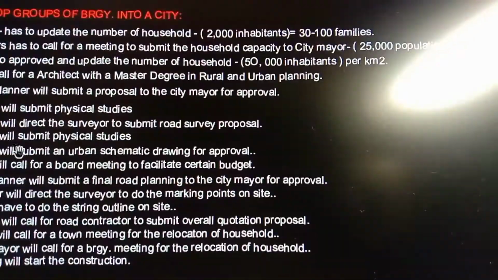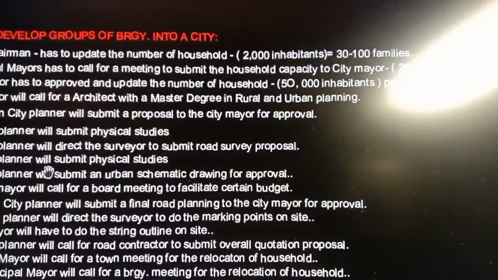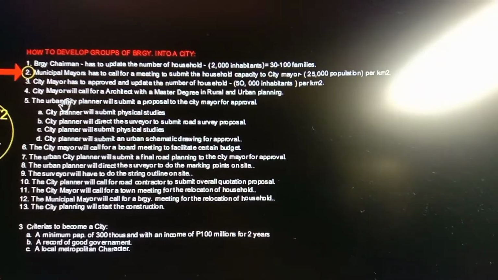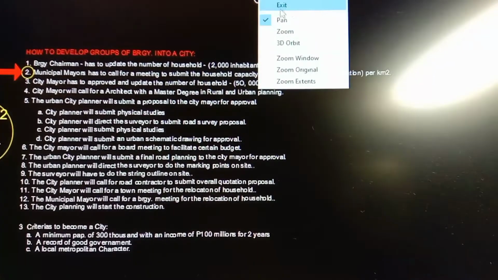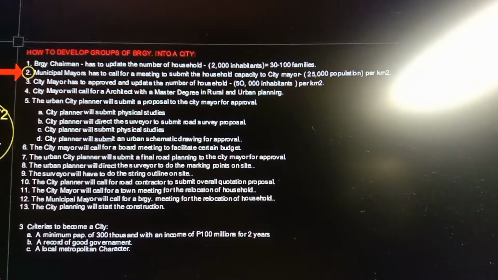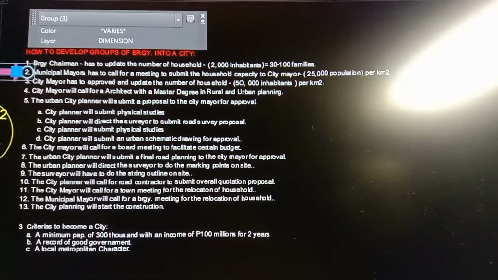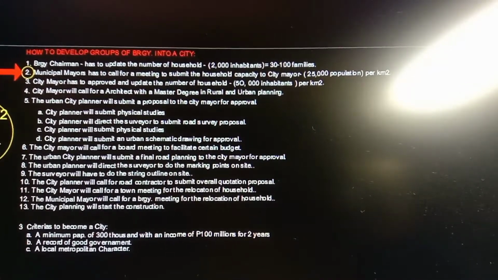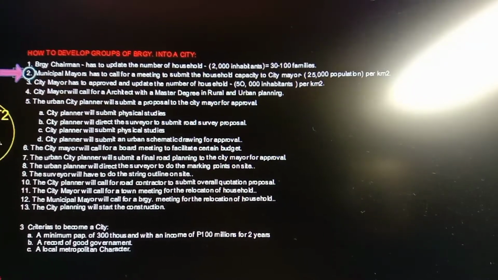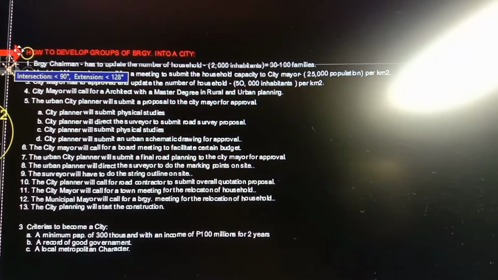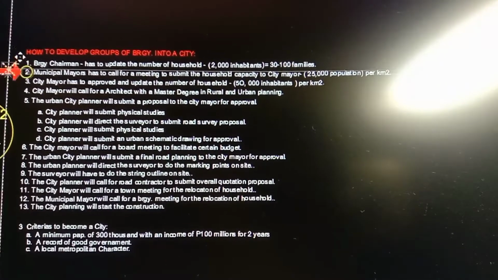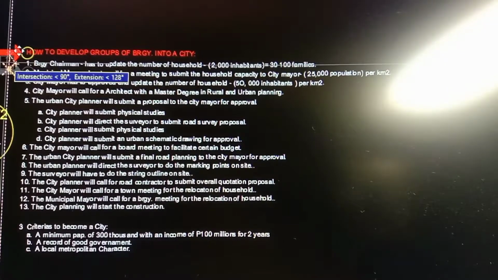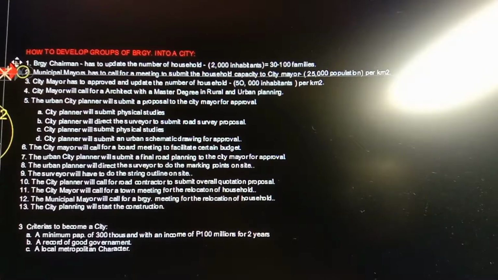Okay, as I said, there are some criteria in order to become a city. A city must involve some barangays, towns, a group of towns in order to become a city. As I said, how to develop groups of barangays into a city. As a city, there are requirements: barangays, towns, a group of towns in order to become a city.